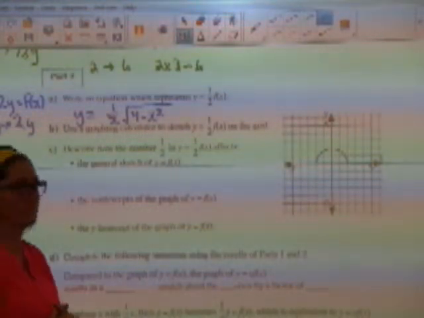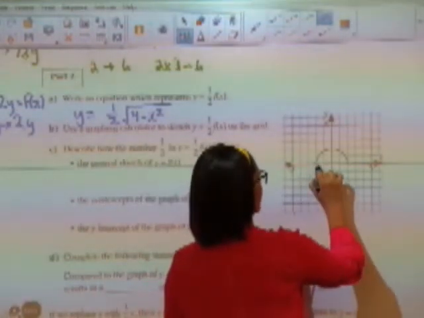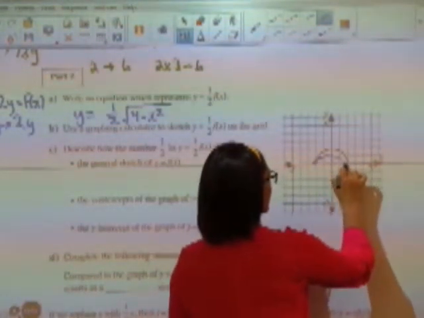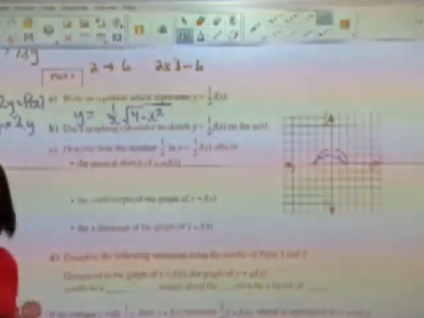It's going to have a vertical stretch by a factor of -2. By a factor of what? Would it be -2? Is negative goes down?